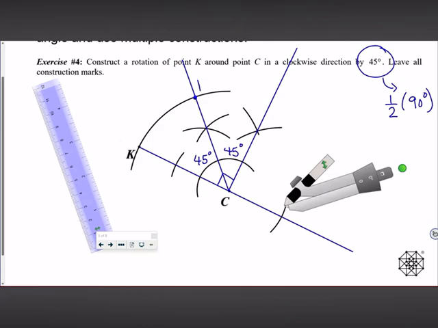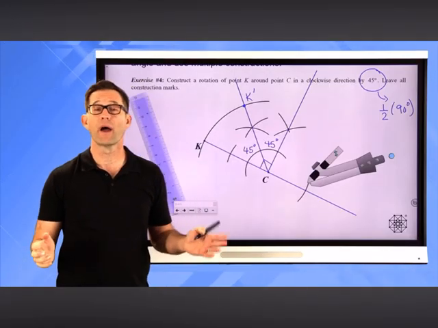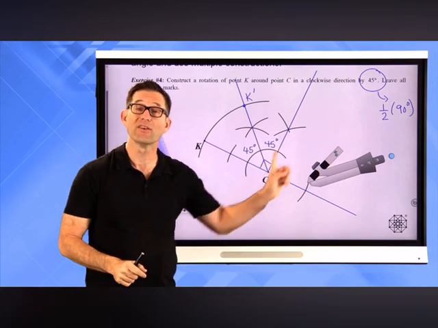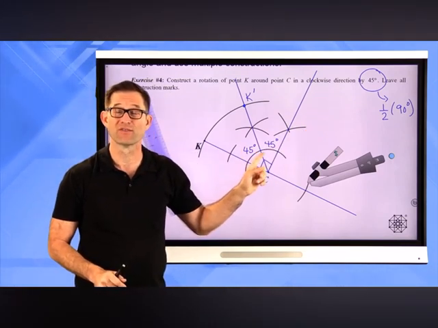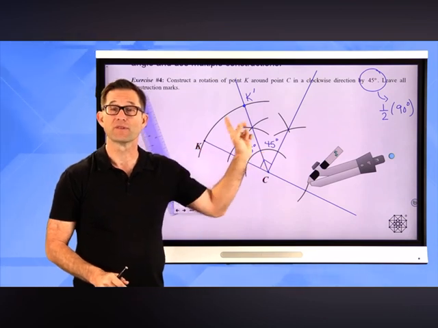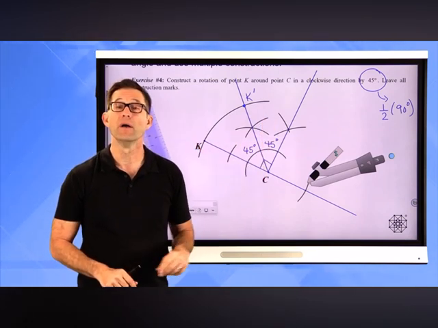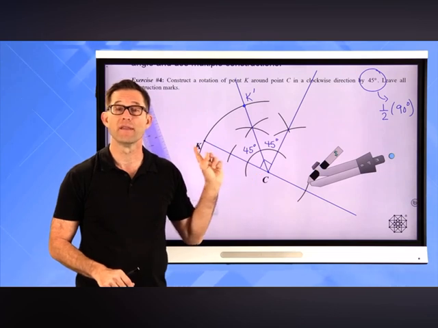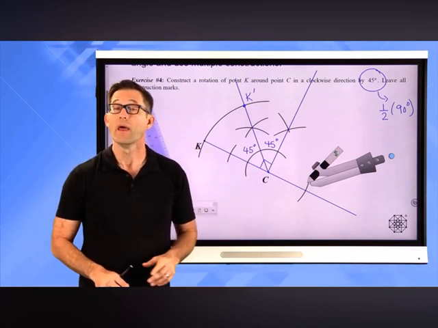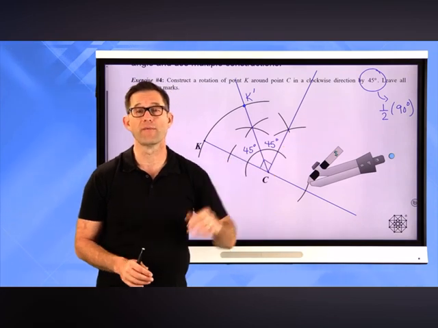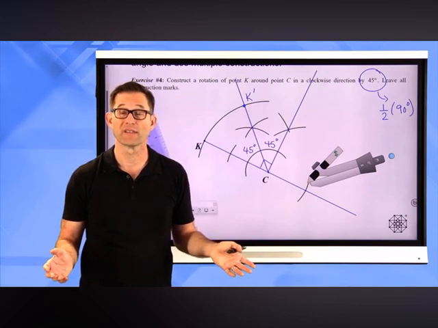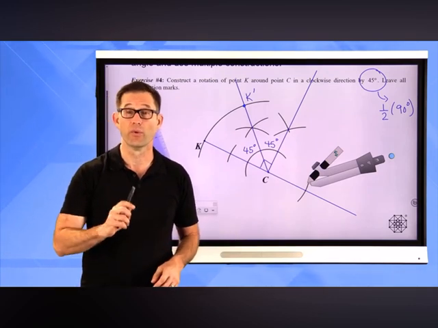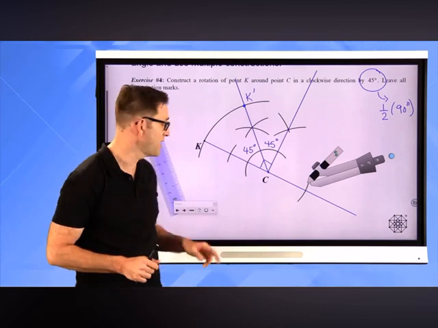And now I've got K prime. So definitely more involved than our 90-degree constructions, because I first had to do a 90-degree construction, and then I had to bisect it to get a 45-degree construction, and then I simply used my compass to locate point K prime so that it was the same distance from C that point K was. Kind of cool. Now, if you don't realize that 45 degrees is half of 90 degrees, this becomes a very tricky construction, obviously. And it's not that easy even if you do realize it. All right, let's keep taking a look at these special types of rotation.